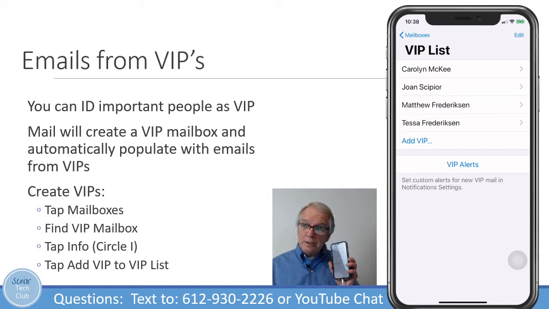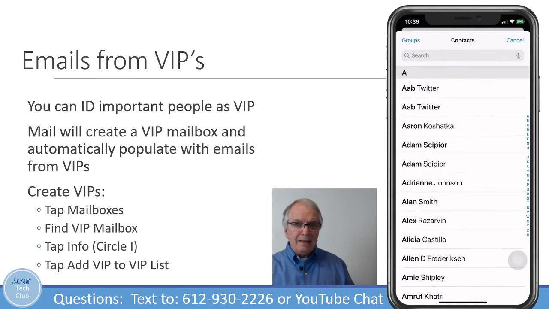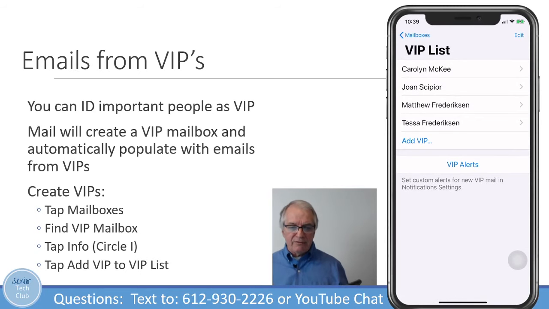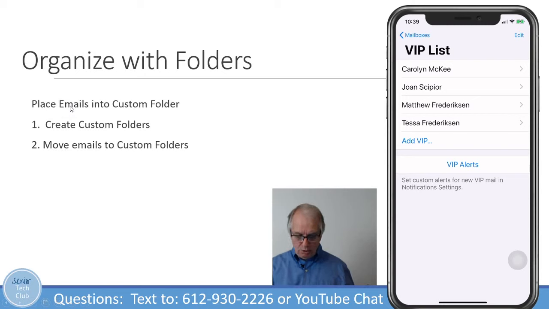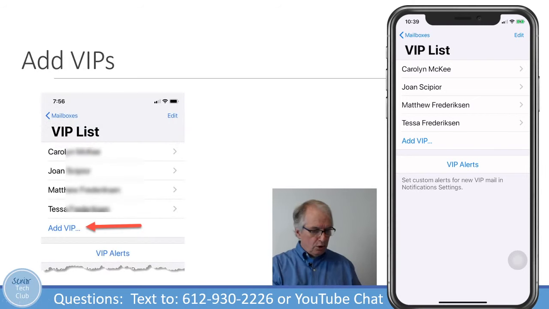And notice that one of the commands is to add VIP. So you can tap add VIP, and guess what? It takes you into your contact list where you can identify a contact who is another VIP. Now the beauty of this is that when emails come in from those VIPs, those emails will automatically go to the VIP mailbox.